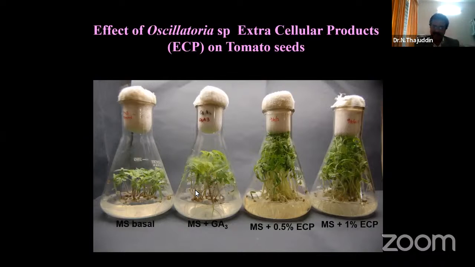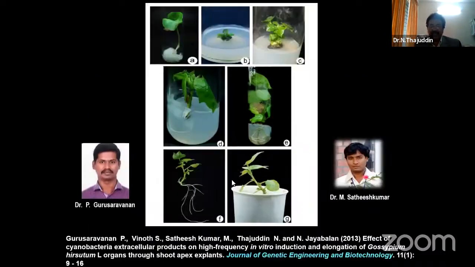We tested the green algae, Chlorella and Scenedesmus. We found that there are no growth promoting substances released from these green algae. Almost all the cyanobacteria we tested gave the same kind of results. Based on this result, we published in the Journal of Genetic Engineering and Biotechnology. The two students, Guru Saravana and Satish Kumar, are responsible for this publication.